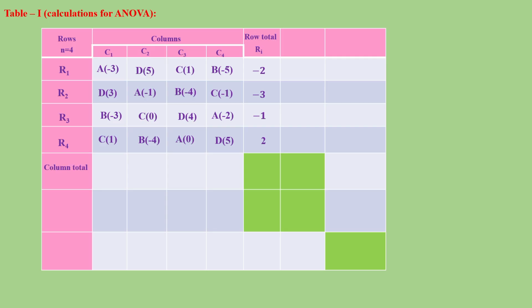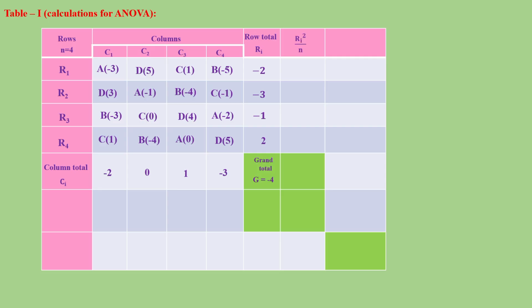Similarly, add the column numbers within the brackets. So minus 3 plus 3 minus 3 plus 1, you will get minus 2. For the second column, 0. Third column, 1. Fourth column, minus 3. Add either the row total or the column total, both should be equal, so you will get the grand total G, that is equal to minus 4.